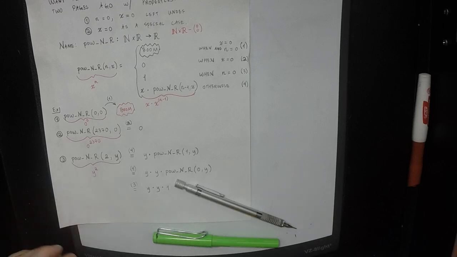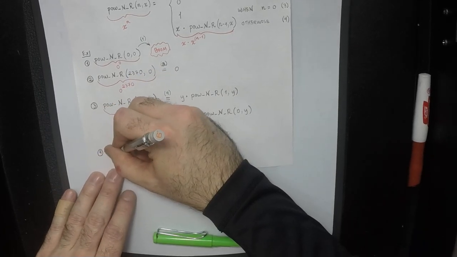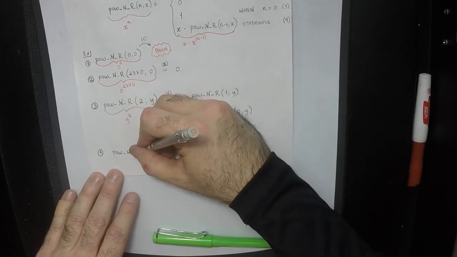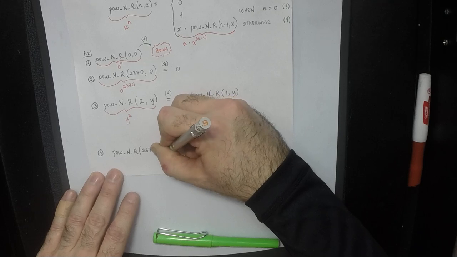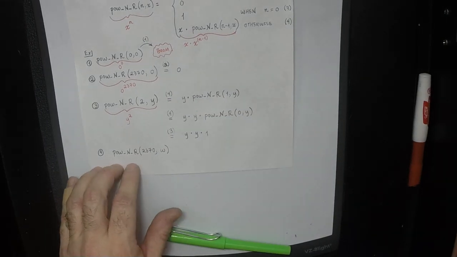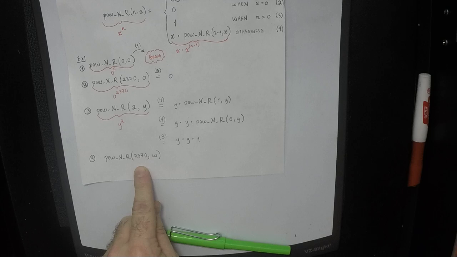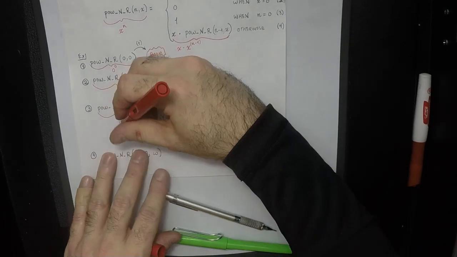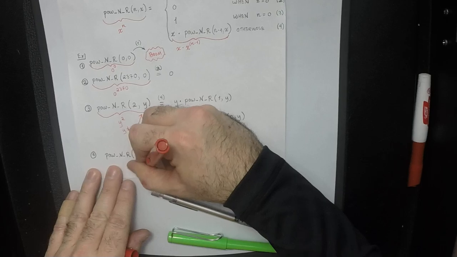So, we're not going to really do this, but I want you to just consider it for a moment. Pow underscore n underscore r, and then suppose we do like 2370 and w. Let's consider that for a moment. So how many clause ones would be required? None. How many clause twos would be required, assuming, of course, that y is not zero for this one, and that w is not zero for this one.